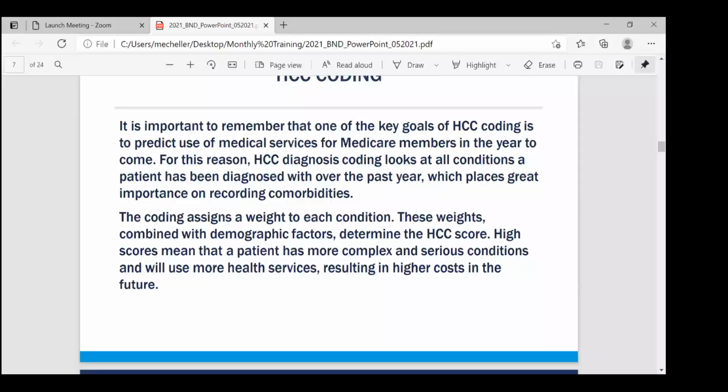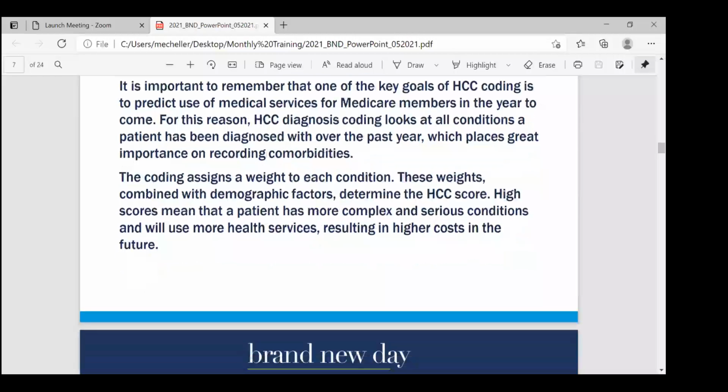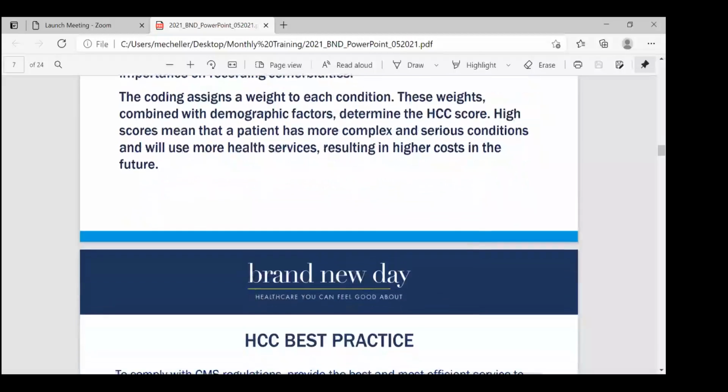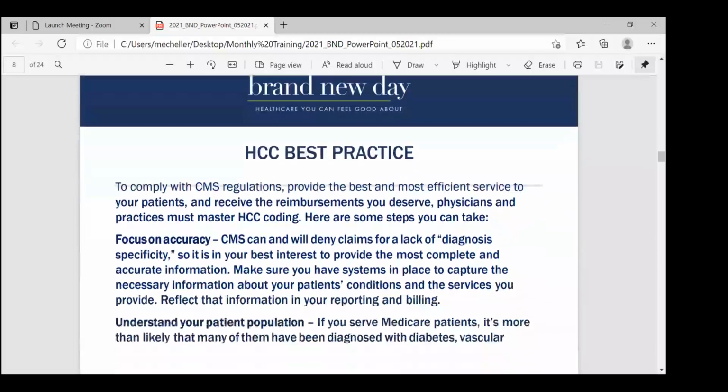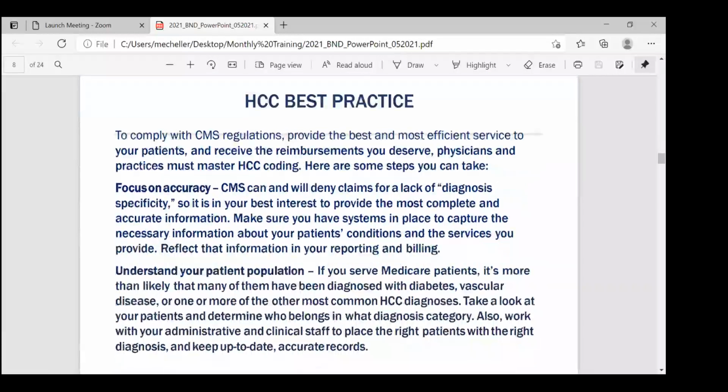So the more diagnoses we have that are captured in the condition, the higher the RAF score and the higher the payment in order to care for and accommodate a lot of the members' healthcare cost. So to comply with the CMS regulations and provide the best and most efficient services to the patient, we receive the reimbursement based on the documentation you provide.